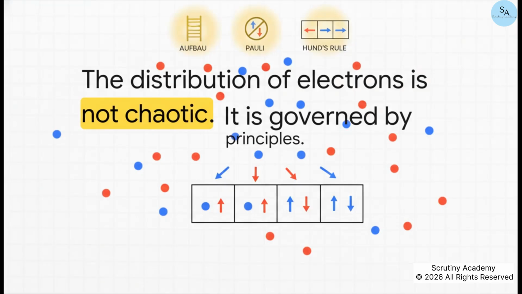So, what's the big takeaway from all this? The arrangement of electrons might seem really complex at first, but it is absolutely not random. It's governed by a beautiful, logical set of rules. If you can master these 3 principles, Aufbau, Pauli, and Hund, then you've mastered the language that explains the structure and behavior of every single atom in the entire universe.